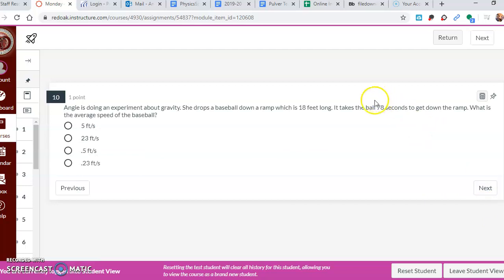Okay, so remember that right here, Angie is doing an experiment on gravity. She drops a baseball down a ramp which is 18 feet long. Okay, there's my distance. It takes the ball 78 seconds to get down the ramp. What is the average speed? So you would take 18 divided by 78. Make sure you don't accidentally put in the time first divided by the distance. Make sure you put in distance divided by time.